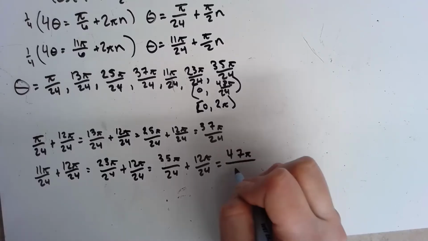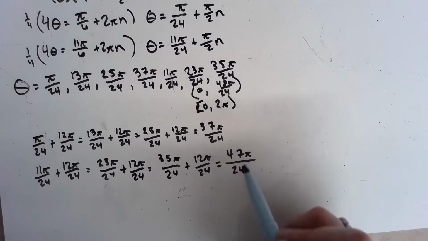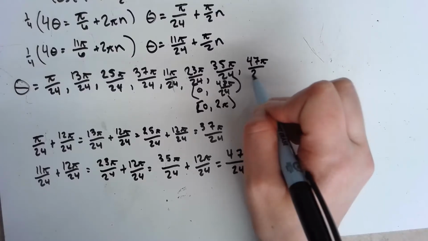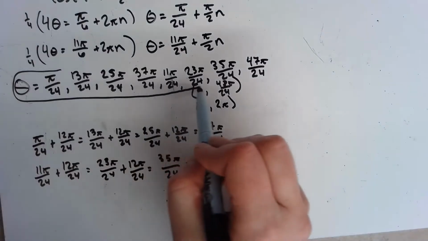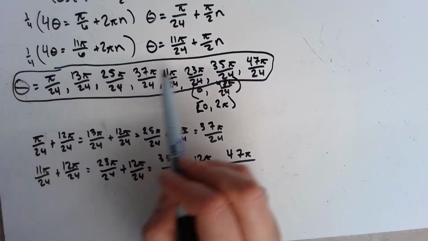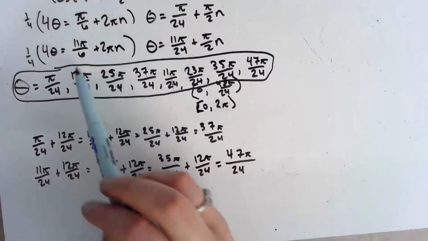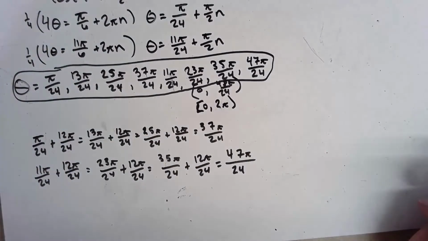Okay, so 47 pi 24ths, and 48 pi, remember, is how far we could go. We're at 47, that should be my last one, so 47 pi 24ths. So I've got my answers, got a little squished right there. And if you notice, I have 1, 2, 3, 4, 5, 6, 7, 8. Okay, normally I would have 2. This is 4 times theta, so I have 8. Okay, that was number 6.